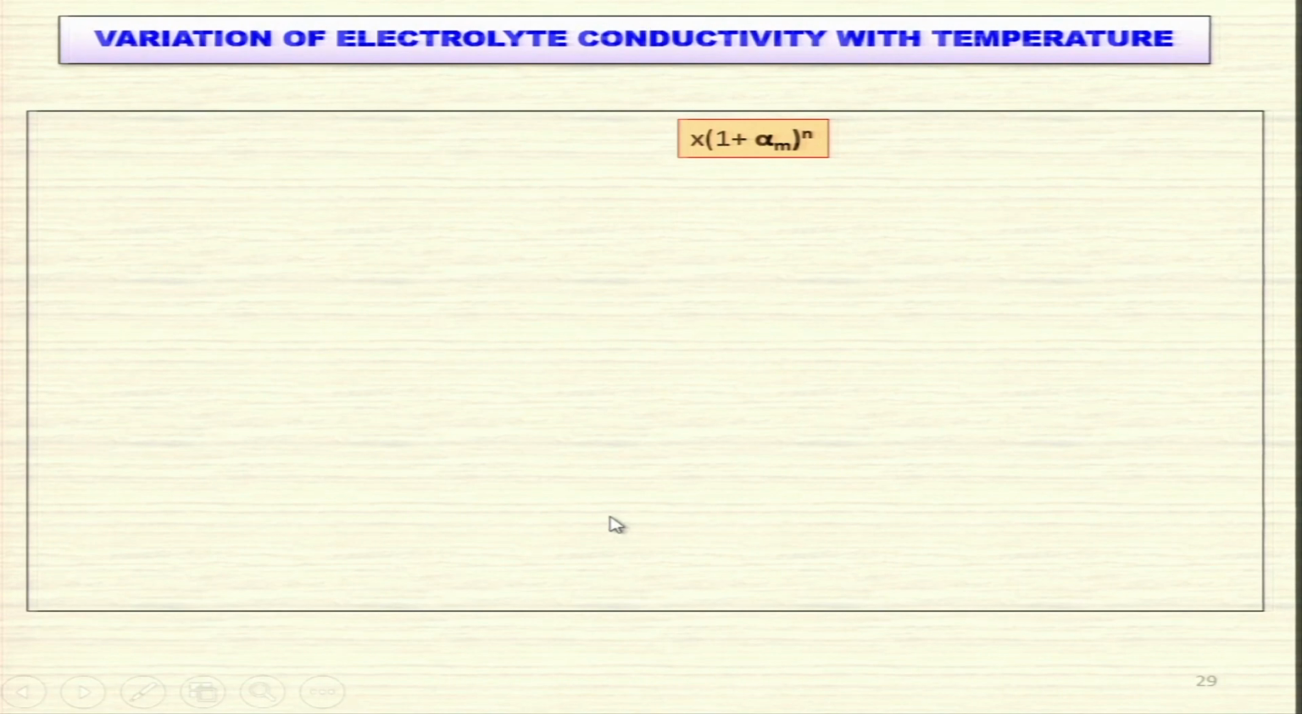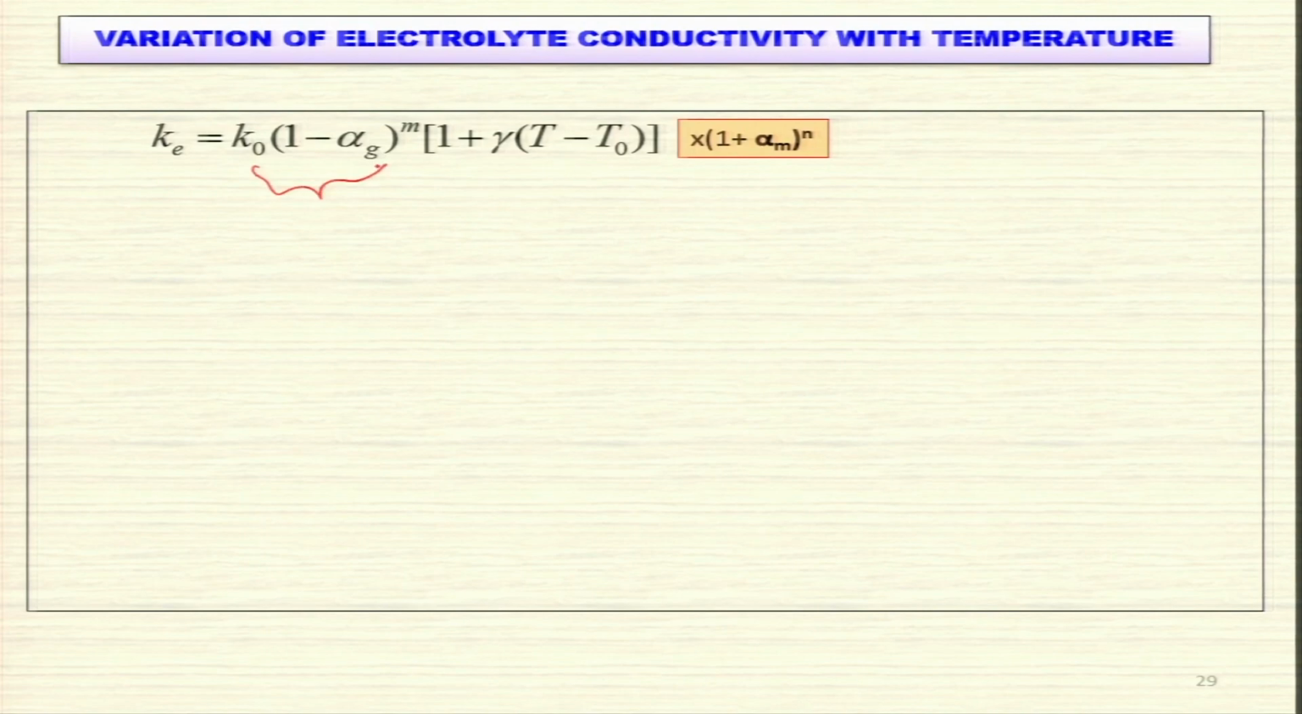Variation of electrolyte conductivity with temperature. This is a very important equation. Normally in the books and papers you get Ke equal to K0 times (1 minus alpha g) raised to power m, into 1 plus lambda (T minus T0). You can see here this is the void fraction taken into consideration. This is the initial electrolyte conductivity. This is the effect of the void fraction or gas bubbles, and this is the effect of temperature, because the temperature of the electrolyte is changing continually.